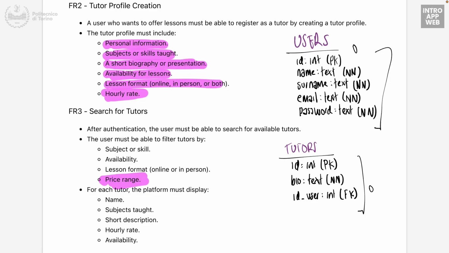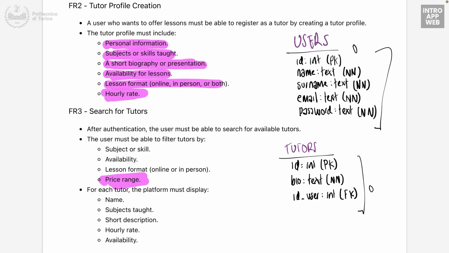Because right now, from the text, we can say that the attributes that represent a student are the ones that are already in the users table. If there were special attributes, or a set of special attributes, that just the students have, it would make sense to create another table with those specific attributes. So now it's impossible for a tutor to be just a tutor, because otherwise we wouldn't have, for example, the name.